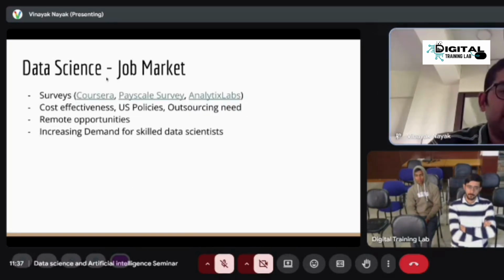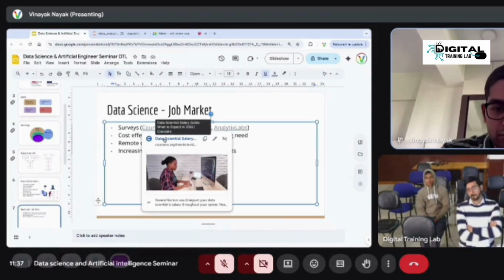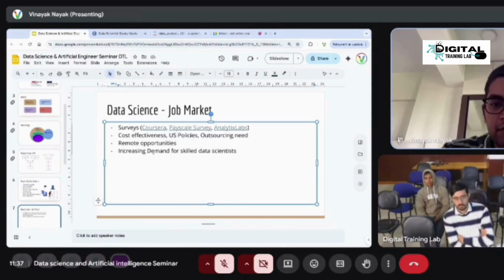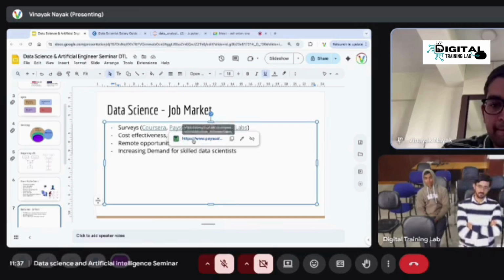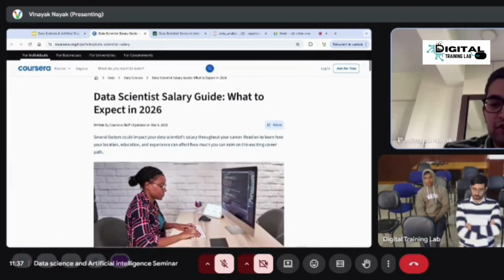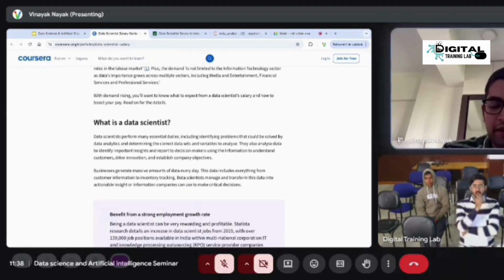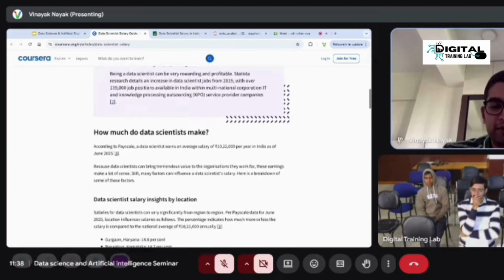So now let's get into this slide of the job market in data science. I will come out of the slideshow view and go to some articles. So these are authentic sources from which I have pulled. Coursera is actually a company which sells courses online for almost any field you ask. Coursera का एक course होगा ही उस particular field में.